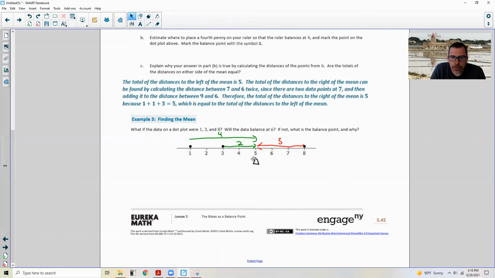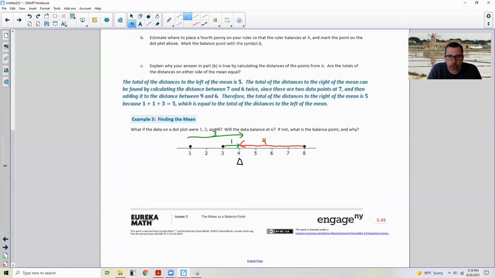So that didn't work. So I'm going to move it one more. Try this one. So now I'm going to balance it at 4. Get rid of these, redraw it. Now this is a distance of 1. This is a distance of 3. That totals 4. And this is 1. Oops, forgot to change color. This is a distance of 1, 2, 3, 4. So there it is. 3 plus 1 equals 4.